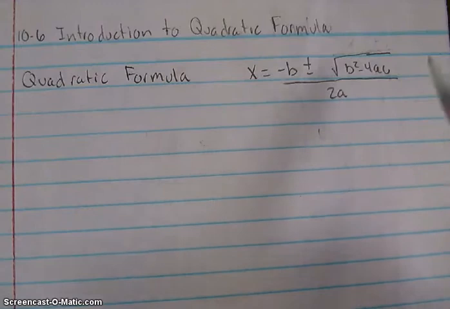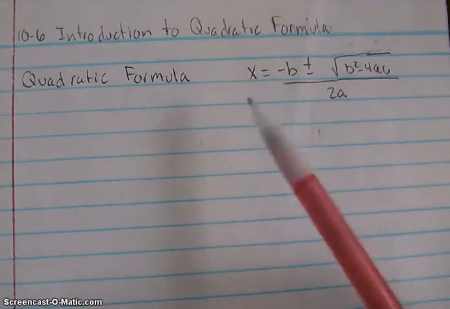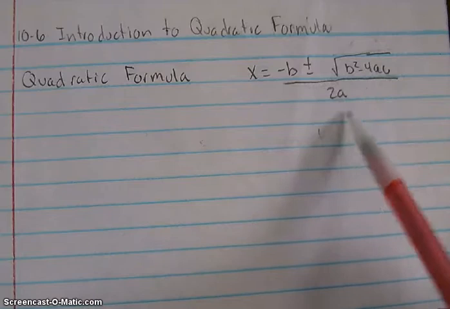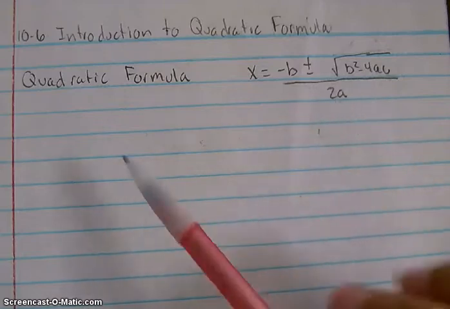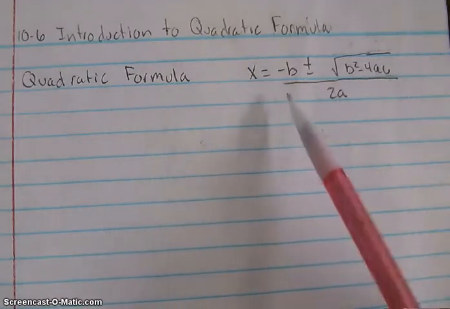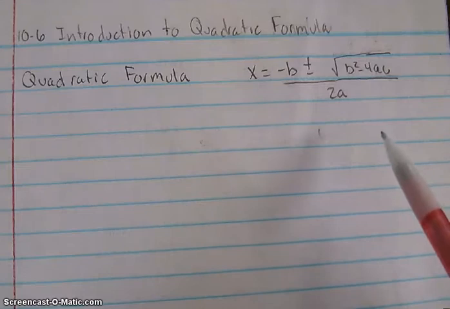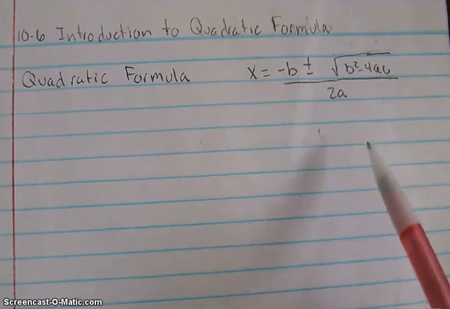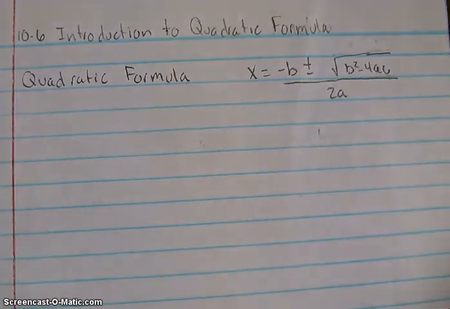The quadratic formula is shown here. It's x equals negative b plus or minus the square root of b squared minus 4ac all over 2a. And the quadratic formula is used to solve quadratic equations. Now, in class, up until now, we've been solving quadratic equations by factoring, but the quadratic formula will come into play when we have quadratic equations that we cannot factor.